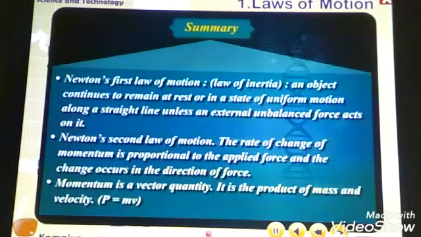Newton's first law of motion, the law of inertia: an object continues to remain at rest or in a state of uniform motion along a straight line unless an external unbalanced force acts on it. Newton's second law of motion: the rate of change of momentum is proportional to the applied force and the change occurs in the direction of the force. Momentum is a vector quantity. It is the product of mass and velocity. Therefore, P is equal to m into v.